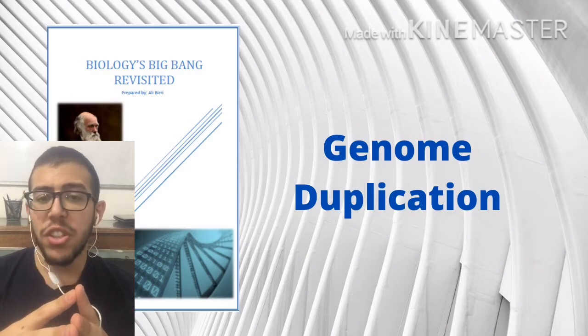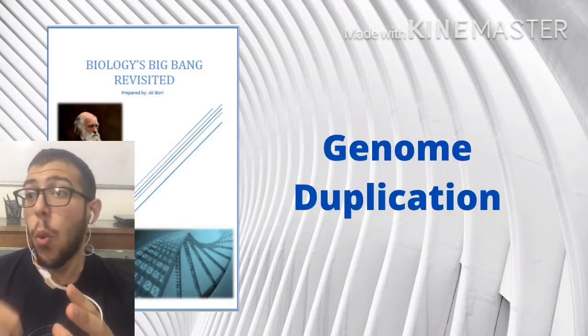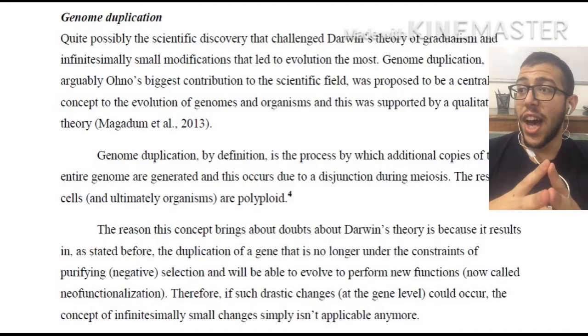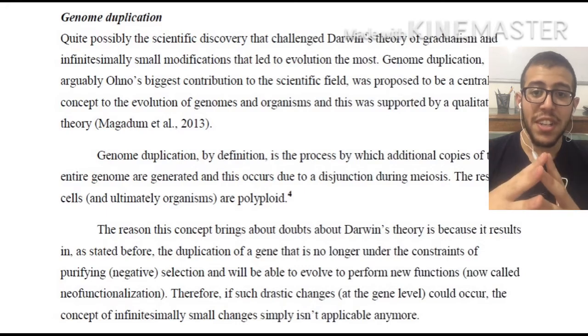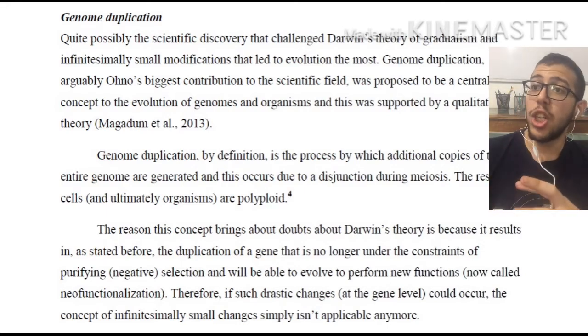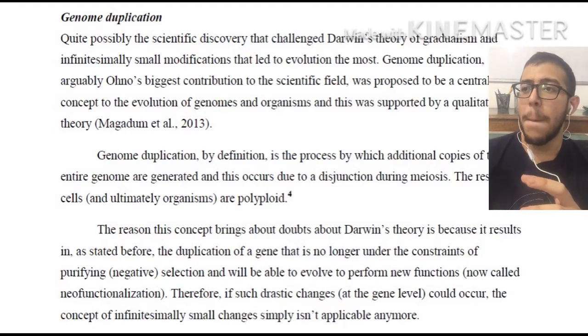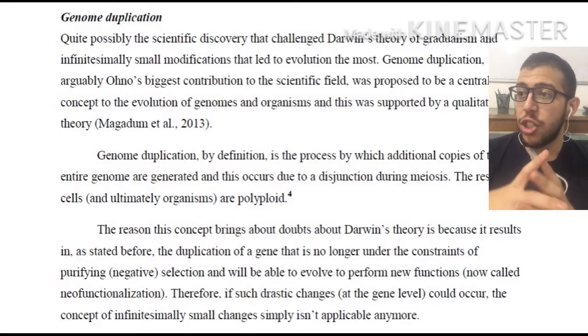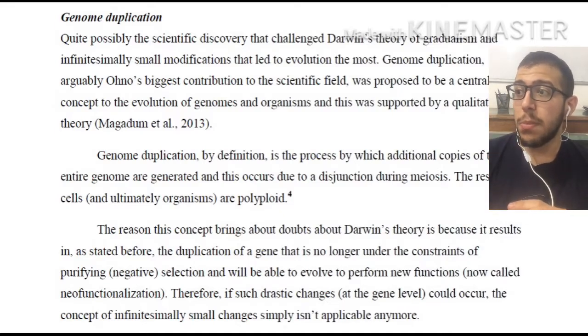So I want to just start off by saying that quite possibly the scientific discovery that challenged Charles Darwin's theory of gradualism and infinitesimally small modifications, by the way these are discussed in previous videos, that led to the evolution the most. Genome duplication, arguably Ohno's biggest contribution to the scientific field, was proposed to be a central concept to the evolution of genomes and organisms, and this was supported by a qualitative theory.